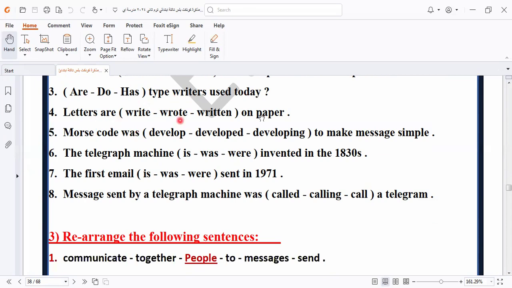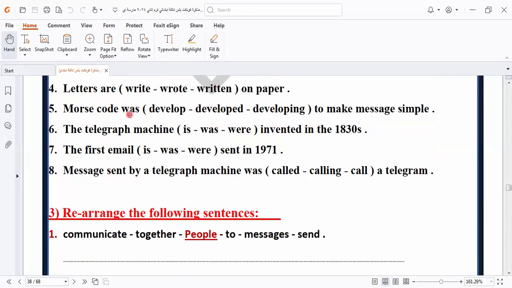Letters are written on paper. Not "wrote." Wrong. It will be "written." Why? Because as we told you, the passive voice uses was, were, is, are, and so on, plus the past participle of the verb. So letters here are written.